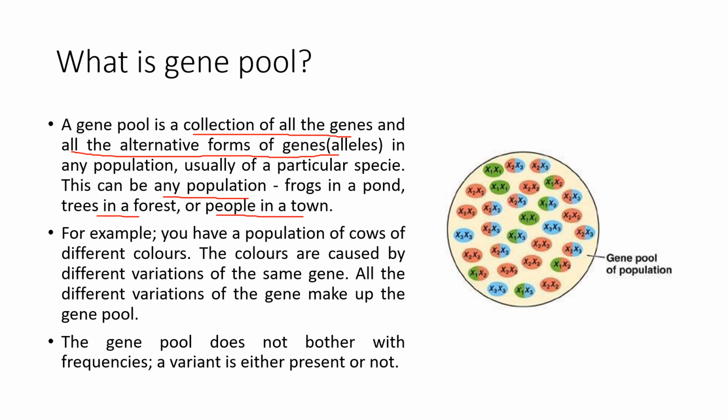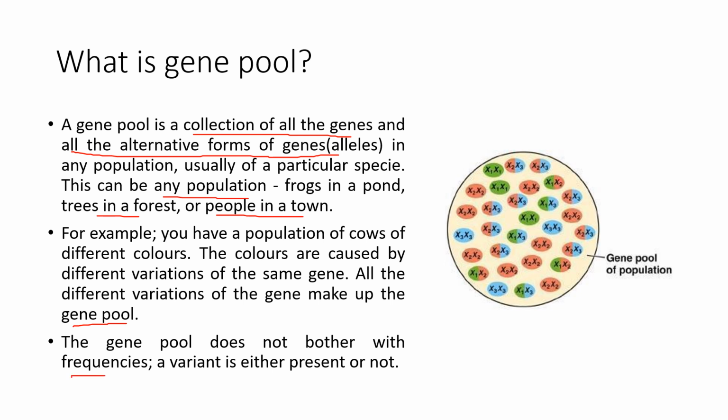Over here I have given an example. You have a population of cows of different colors. The colors are caused by different variations of the same gene. All the different variations of genes make up the gene pool. So the collection of all genes within a population is the gene pool.